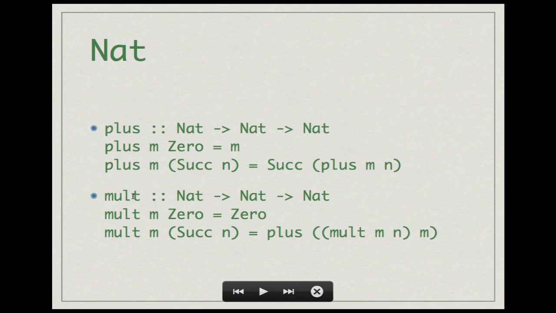Here is the multiplication function defined recursively. mult m Zero equals Zero. mult m (Succ n) equals plus of (mult m n) and m. This is just saying that m times (n plus 1) is the same as m times n plus m.